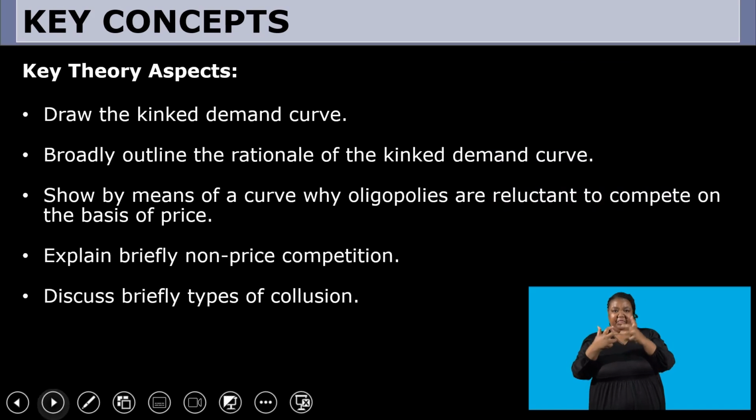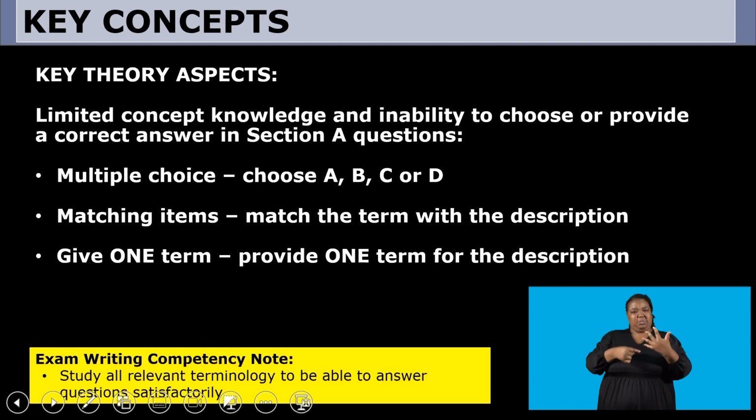So this also requires us to be able to draw the kinked demand curve, broadly outline the rationale of the kinked demand curve, show by means of a curve why oligopolies are reluctant to compete on the basis of price, explain briefly non-price competition, and discuss briefly types of collusion.